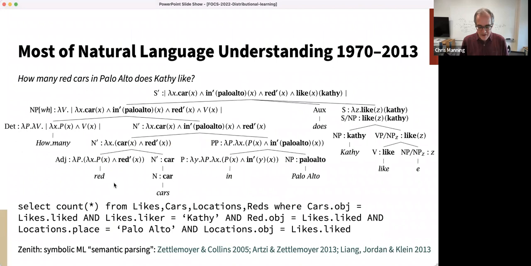So let me first try and summarize in one slide how most of natural language understanding used to look from the 1970s until 2013. If you wanted to understand a sentence, for example, to translate a human language query into SQL, you would assign parts of speech to words, parse the grammatical structure of the sentence with a context-free or quite often higher complexity grammar parser, and then calculate a semantic representation using that parse tree.